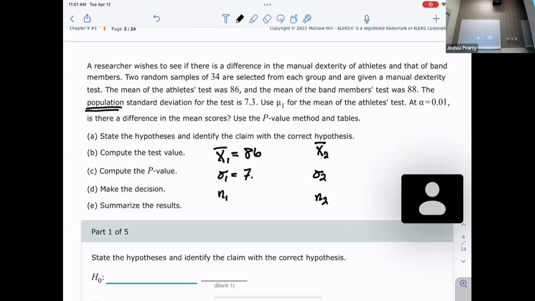7.3. What is N1, the sample size for the first group? 34. What about the second group, for the band members? What is the sample mean? 88. What about the standard deviation and the sample size? Same, 34.